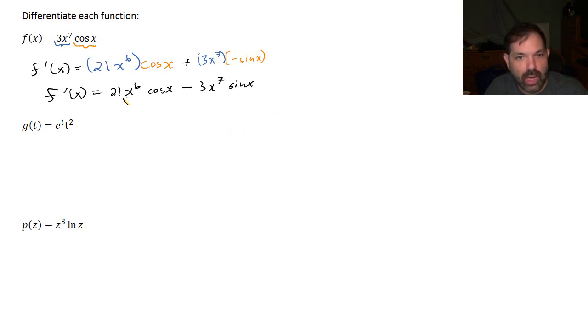So I see that I have a common factor of 3 and a common factor of x to the 6th. So I can write this as f prime of x is 3x to the 6th times 7 cosine x minus x sine x.